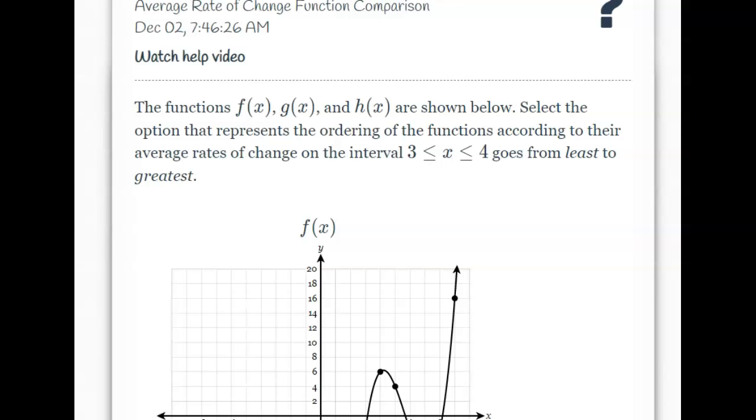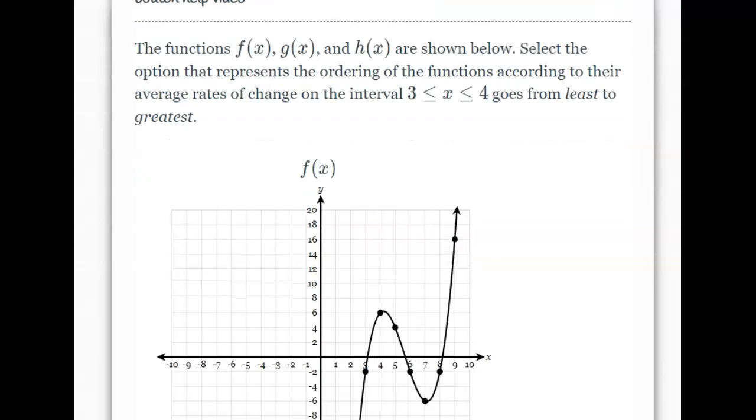Hello everyone. This video is about average rate of change, but here we are given different functions and we are comparing the functions. So in this Delta Math example, I'm given f of x, g of x, and h of x. Those are just three separate functions, and I need to order these according to average rate of change for the interval 3 is less than or equal to x is less than or equal to 4.